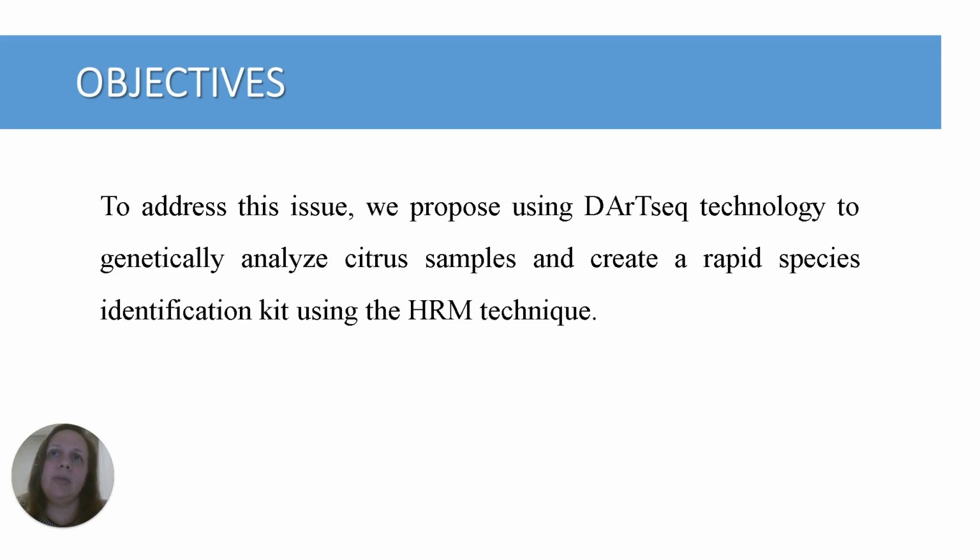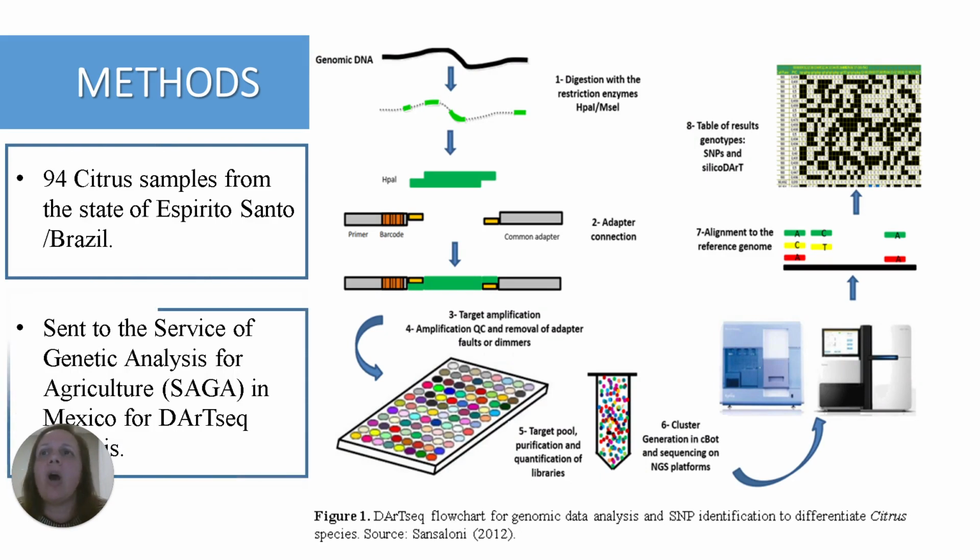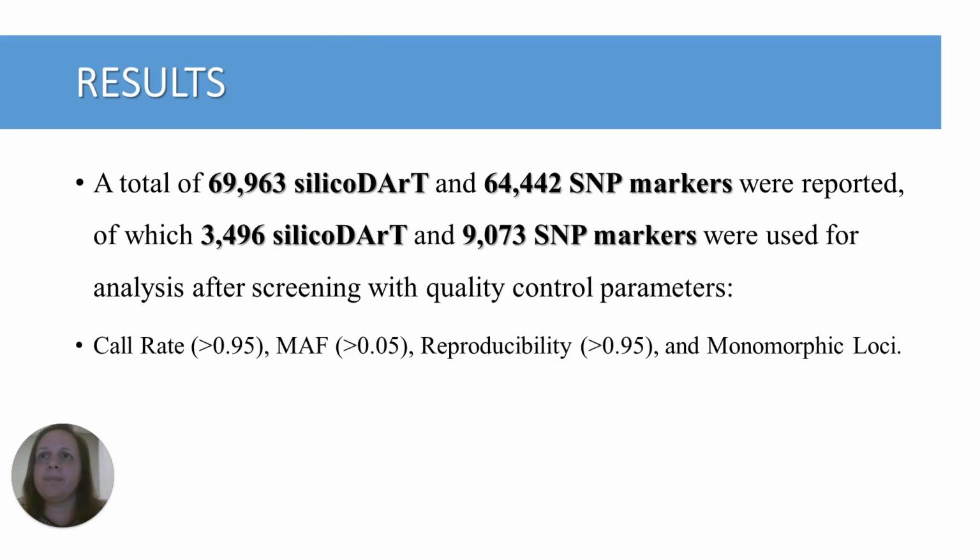To address this issue, we propose using DArT sequencing technology to genetically analyze citrus samples and create a rapid species identification kit using the high-resolution melting technique. For this, 94 citrus species from the state of Espírito Santo in Brazil were sent to the Service of Genetic Analysis for Agriculture in Mexico for DArTseq sequencing analysis.